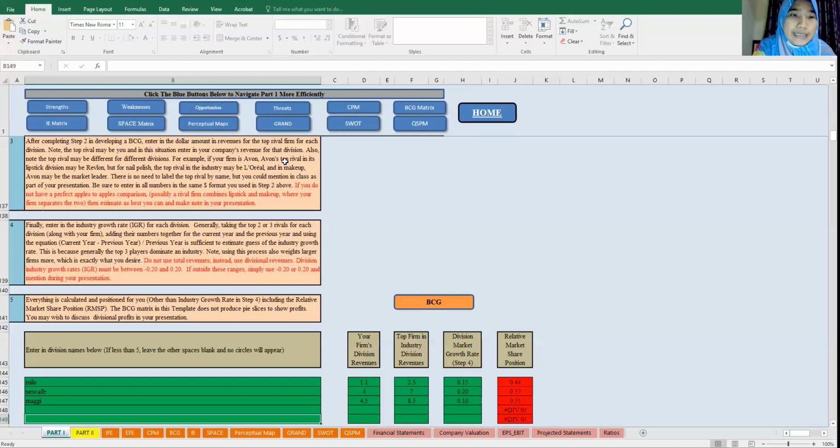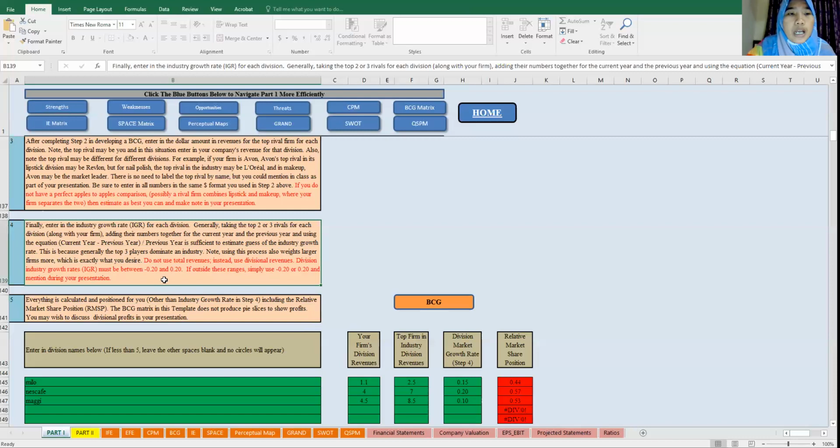Actually, this is how to calculate the industrial growth rate. You take the top 2 or 3 rivals for each division. So if you just do it for the whole company, just take 2-3 rivals, add their numbers together in terms of the revenue itself, then subtract the previous year from the current year, and divide by the previous year to see what percentage their growth is. So you have to do a bit more work.